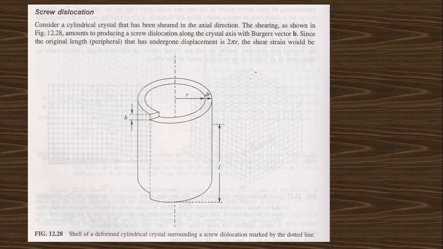That means if we take a paper and connect the two ends, this is the formation. But if we connect it so that the upper portion is displaced, there is a displacement. So this is like that. This is the screw dislocation in a cylindrical crystal.